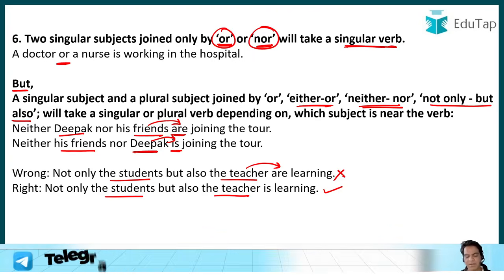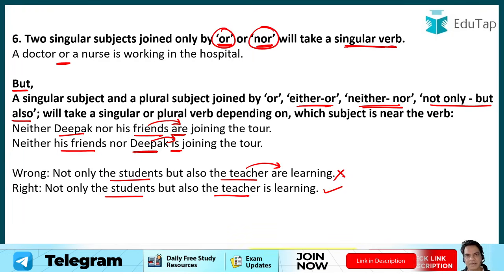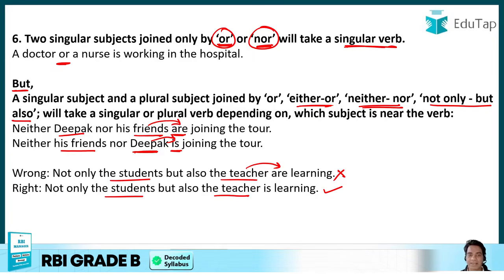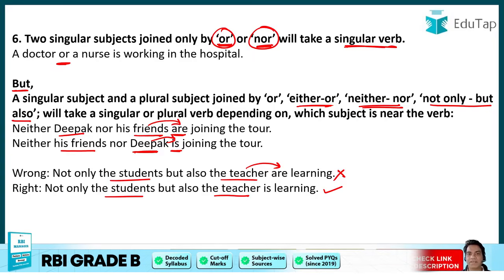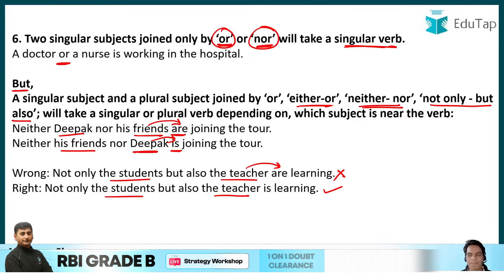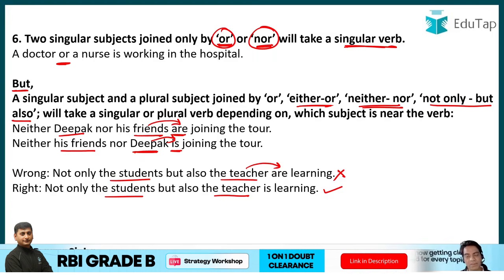So either the party members or the party leader have to resign or has to resign. Listen to it carefully, guys. Either the party members or the party leader. Now the noun closer to the verb is leader. So the party leader has to resign. If we reverse the situation, either the party leader or the party members, now the members is closer to the verb, have to resign.